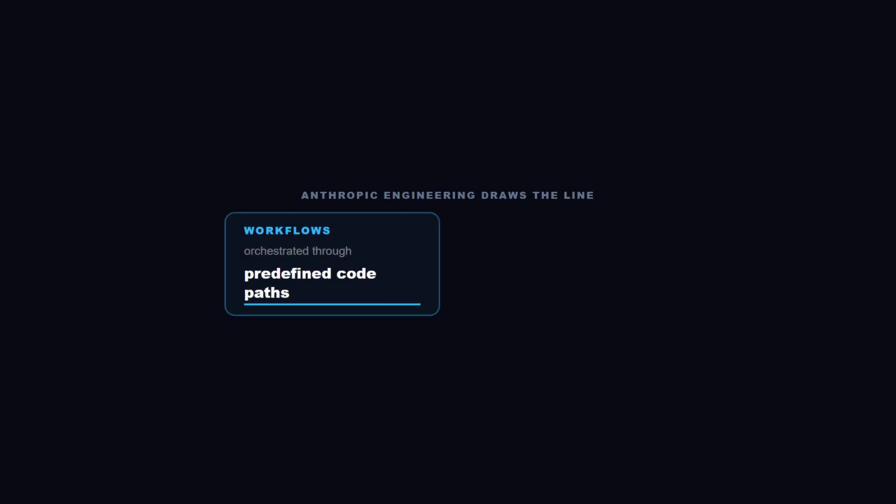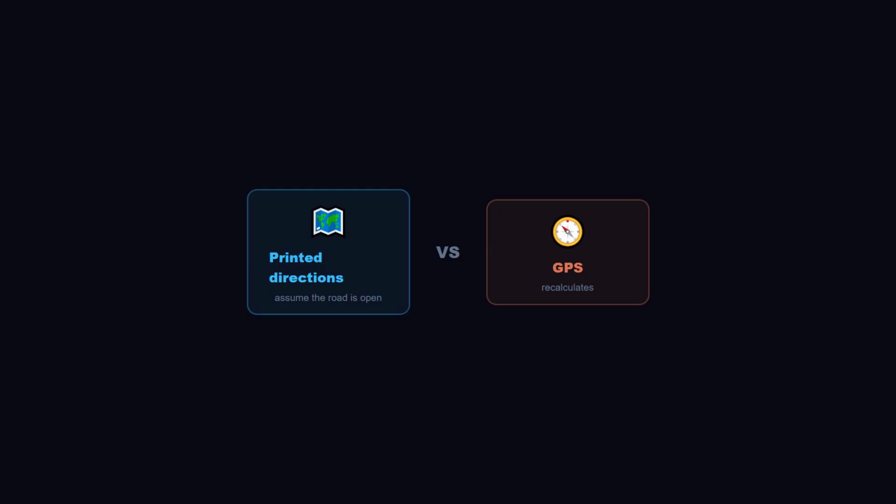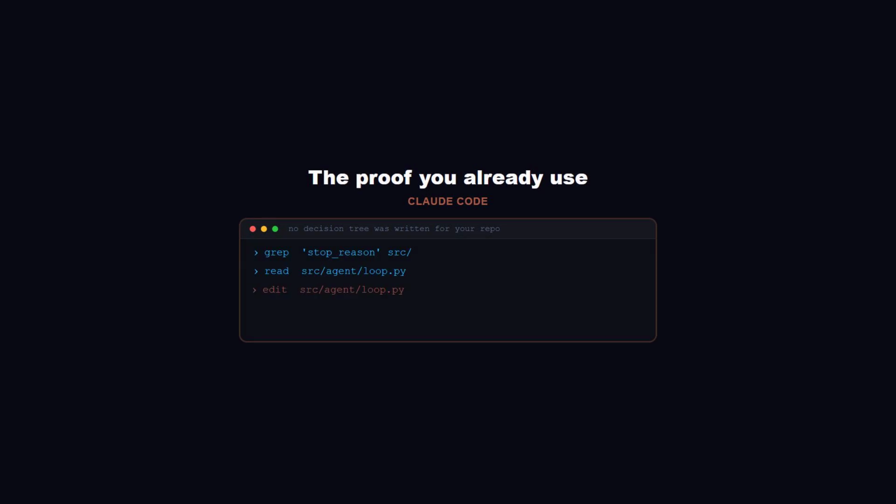Here's the correct model. Anthropic's engineering team draws the line like this. Workflows are systems where language models are orchestrated through predefined code paths. Agents are systems where the model dynamically directs its own process and tool usage. Printed directions versus GPS. Printed directions assume the road is open. GPS recalculates. And the proof is Claude Code. Nobody wrote a decision tree for your codebase. It reads, greps, edits, and tests, choosing every step live.